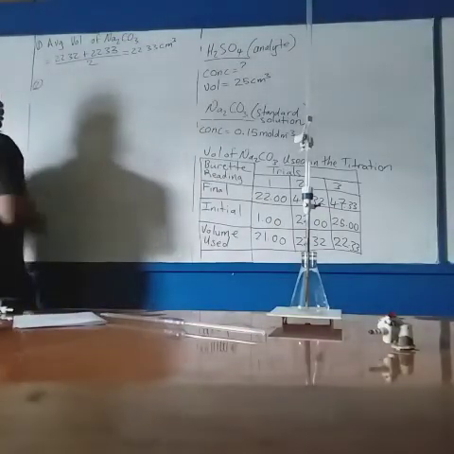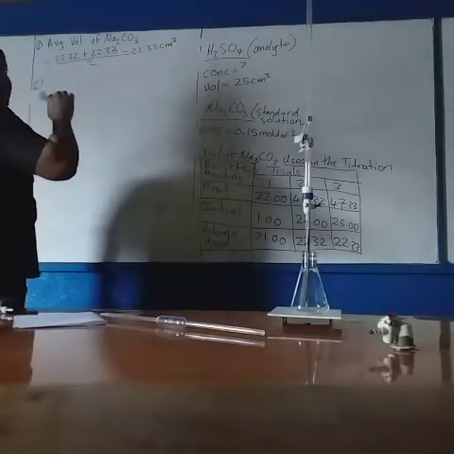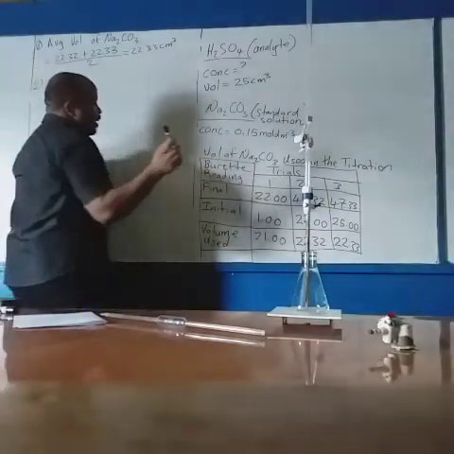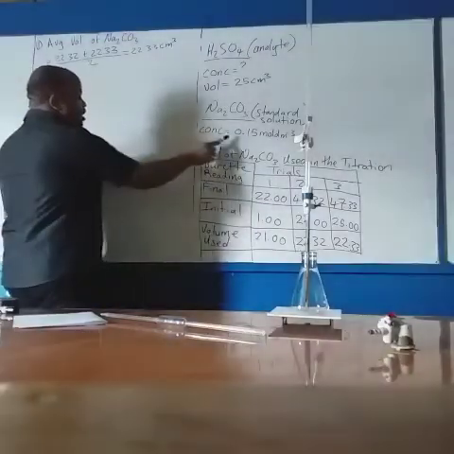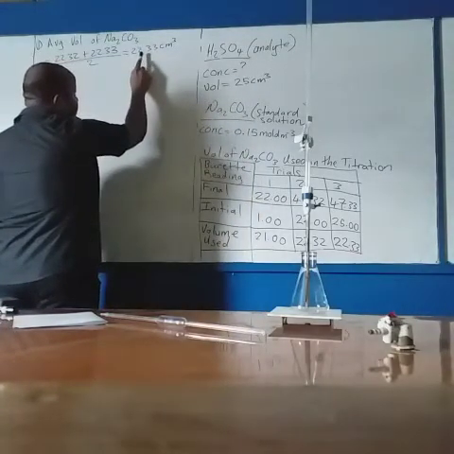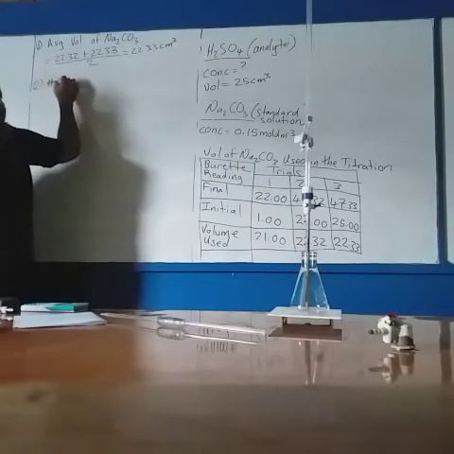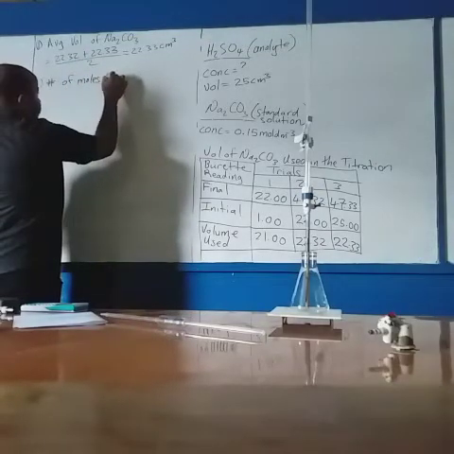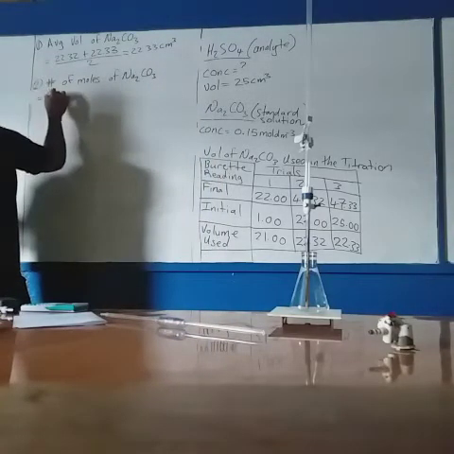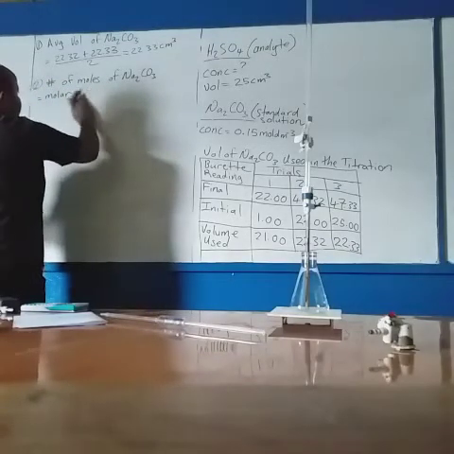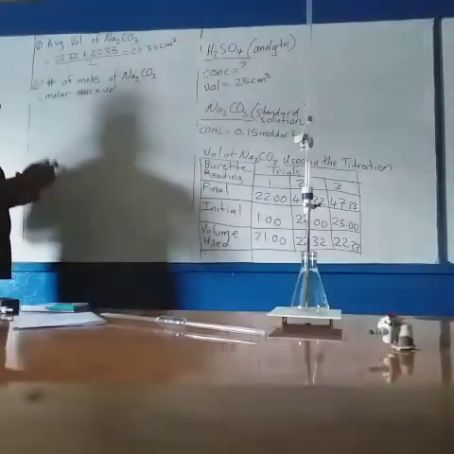The second calculation you are going to do is to calculate the moles of your standard solution. So remember, from the first video with standard solutions, if you have concentration and volume, you can always find the number of moles. So you have the concentration of sodium carbonate, and you know the volume that was used in the titration. So therefore, you can find the number of moles of sodium carbonate. So in the second calculation, we're going to work out the number of moles of sodium carbonate. That will be equal to the molar concentration times volume. Remember now, once you're doing concentration, the volume must be in dm cube.